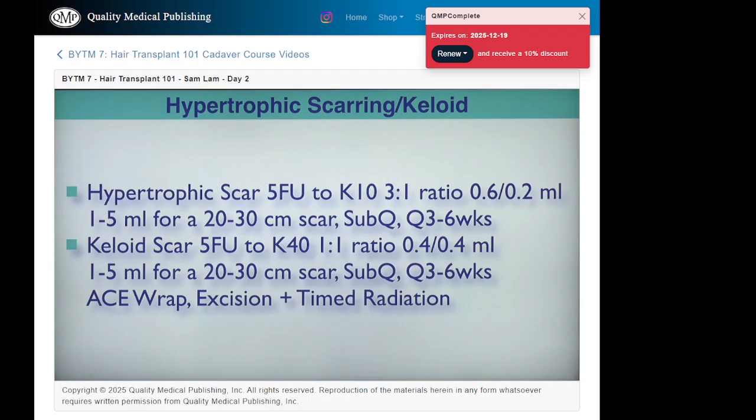Keloids are much more menacing. What I would do with that is a 1-to-1 ratio of triamcinolone 40. Again, it's not sub-Q. This is wrong. It should be placed into the scar, and that I would do every 3 to 6 weeks as well. Pressure may help, but again, if you've got grafts, you've got to be careful with that.